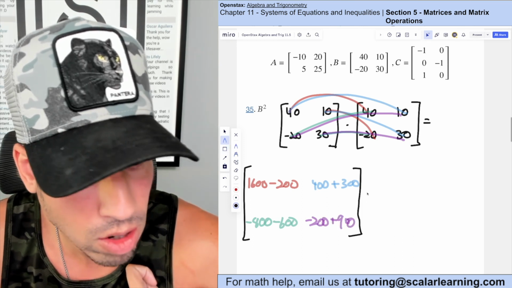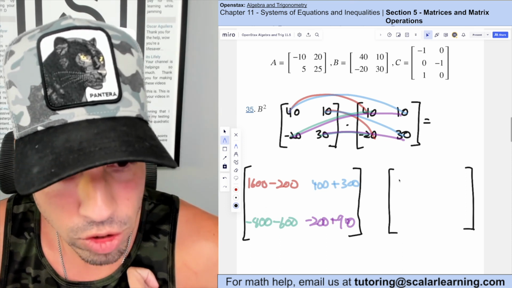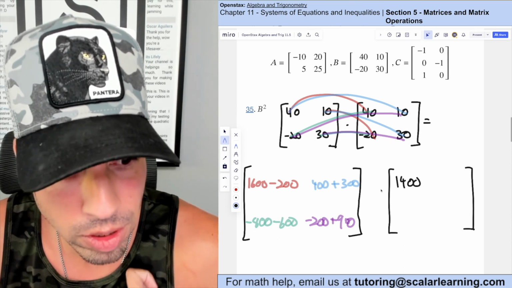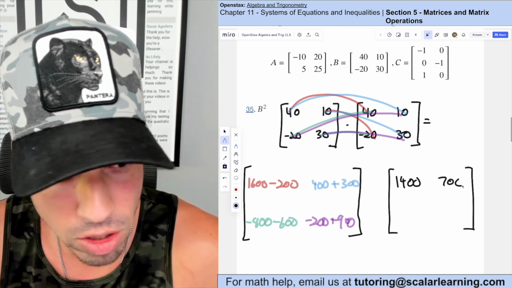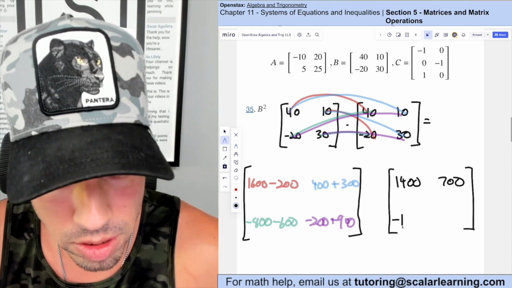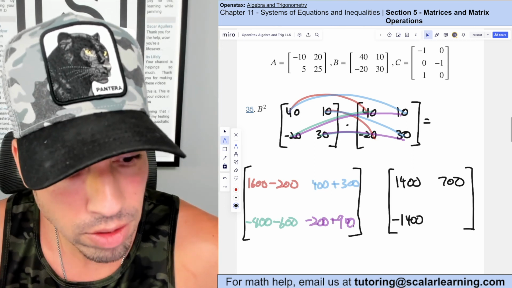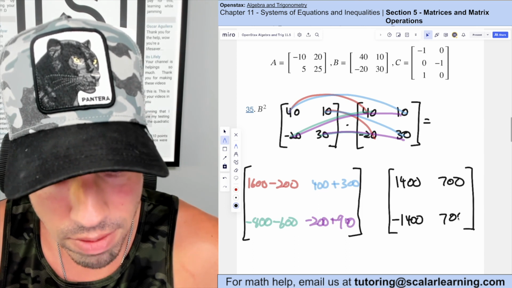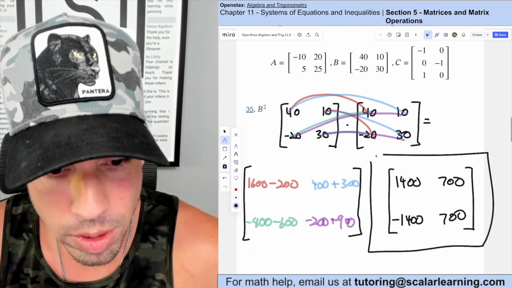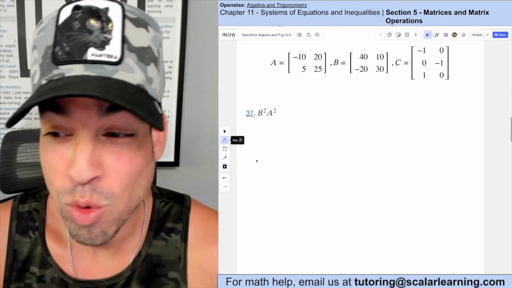Okay, let's write this out in final form. 1600 minus 200 is 1400. 400 plus 300 is 700. Negative 800 minus 600 is negative 1400. And negative 200 plus 900 is 700. That is how you do it. Done. So this one's going to be quite a bit of work.